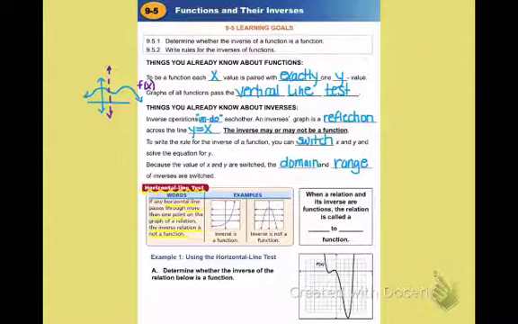So I'm looking at this first graph right here, and I want to know if the inverse of this thing would be a function. And notice it does pass the horizontal line test, and so the inverse is a function. This next one, this graph fails the horizontal line test. In fact, at every point except for one, it fails. And so the inverse of this thing would not be a function.